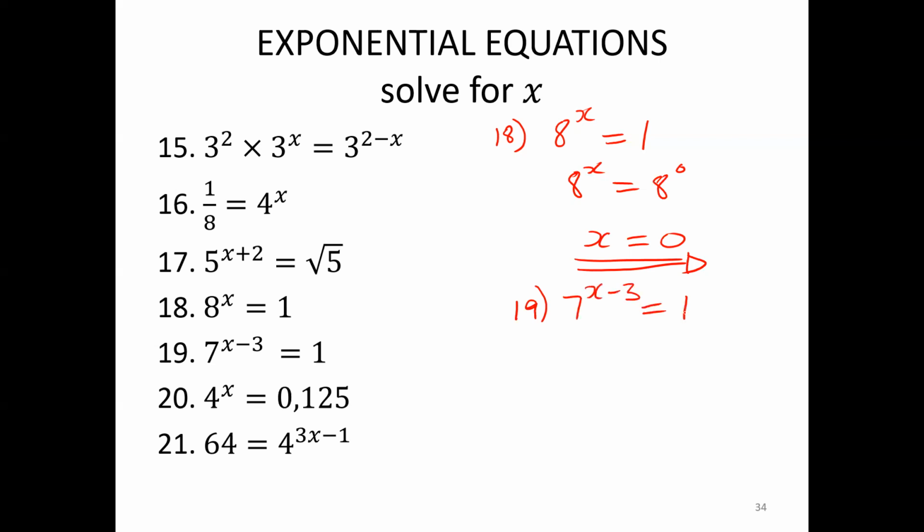Similarly here, I can't do anything with a base of 7. I can't simplify it any further. All I'm going to do is write 1 as any base, but I want that 1 to be a base of 7 because I need the same bases on both the left-hand side and the right-hand side. So I'll take that 1, write it as a base of 7 and raise that base to the exponent of 0.